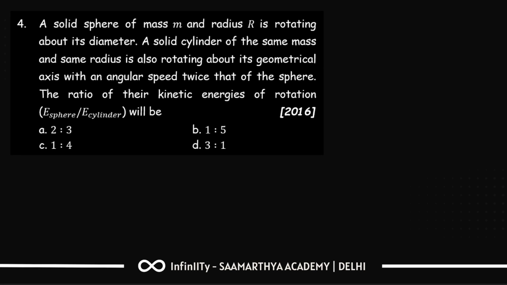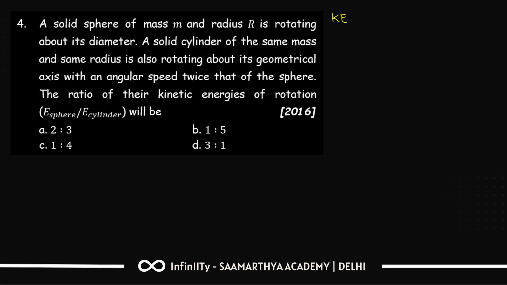A solid sphere of mass m and radius r is rotating about its diameter. A solid cylinder of the same mass, one is a solid sphere, the other is a solid cylinder. ठीक है, rotating about its geometrical axis at an angular speed twice that of the sphere. We are supposed to calculate the ratio of kinetic energies. Okay, so this is how we are supposed to solve.